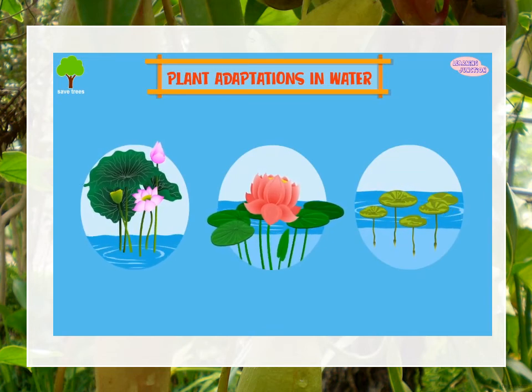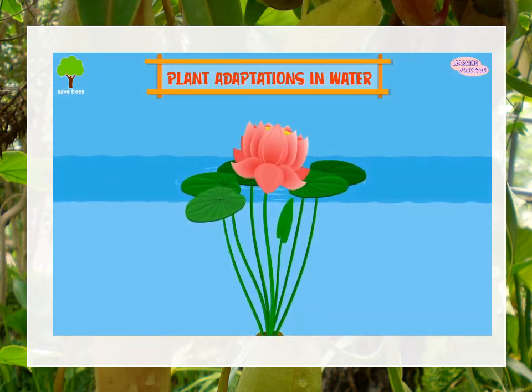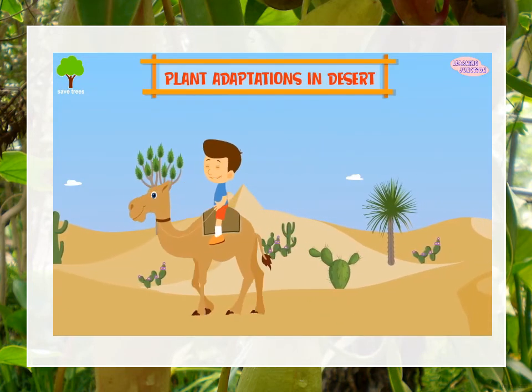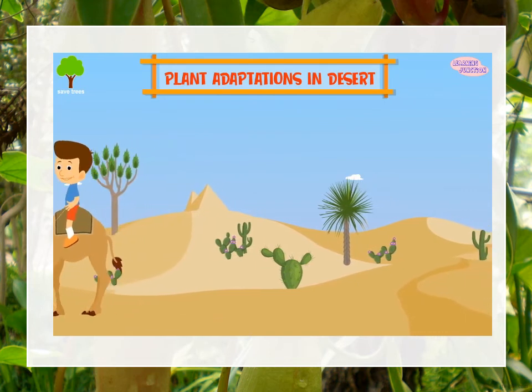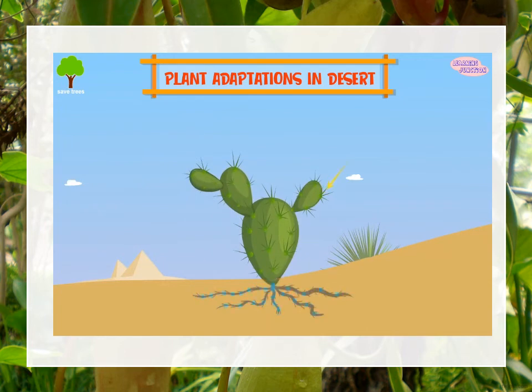There are various floating plants like water lily, lotus, duckweed, etc., with floating leaves in which chlorophyll is restricted only to the top surface. Underwater leaves and stems help plants to move with the current. Plant adaptations in the desert. These desert plants have small leaves and many spines which benefit them for water conservation. There are leafless plants that store water in their stems. Roots are close to the soil surfaces that soak up water before it evaporates.